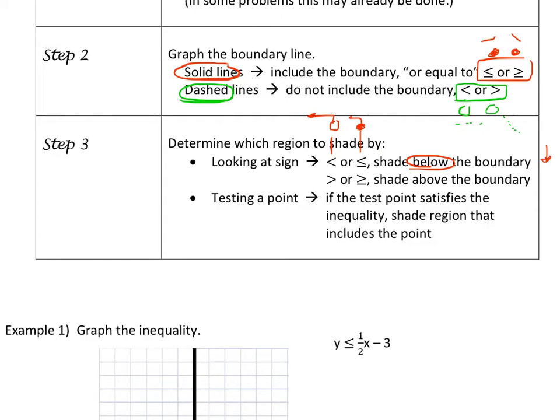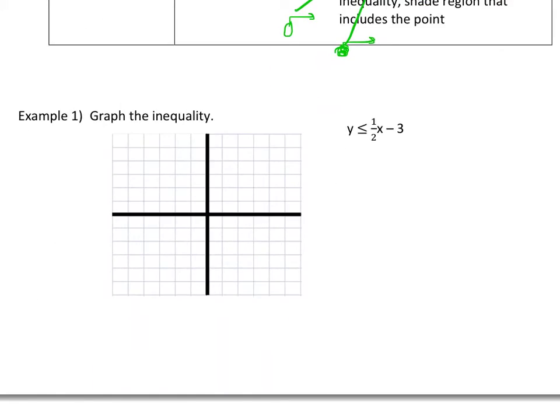And then if it's these symbols right here, greater than, we would shade above. So before, this one right here would be a circle with an arrow to the right. This one would be a filled in dot, arrow to the right on a number line, but now it's going to be just shading upward. So let's see what that looks like.